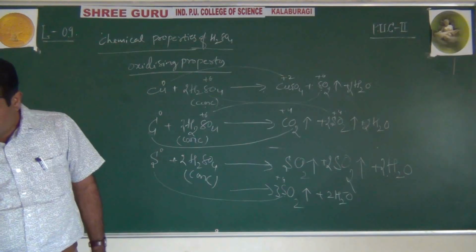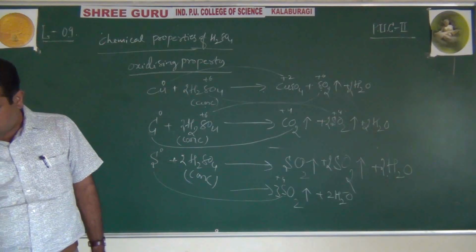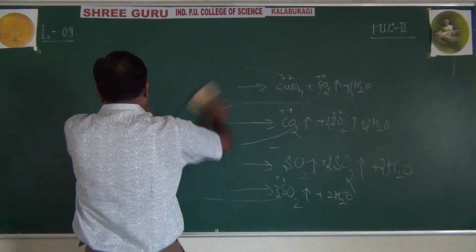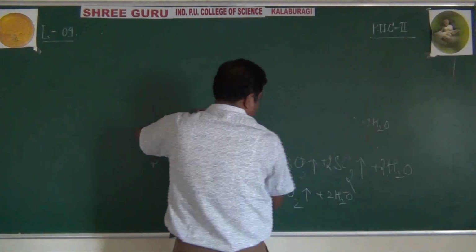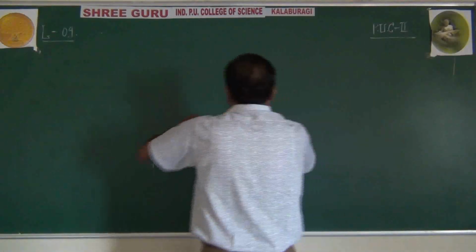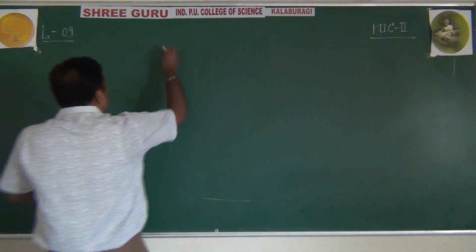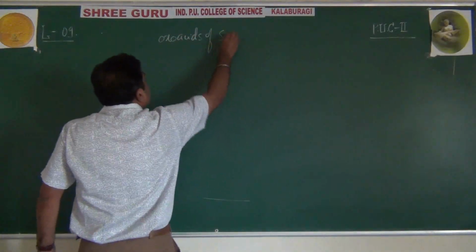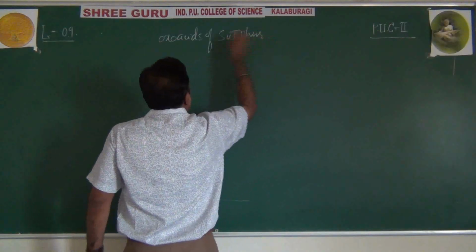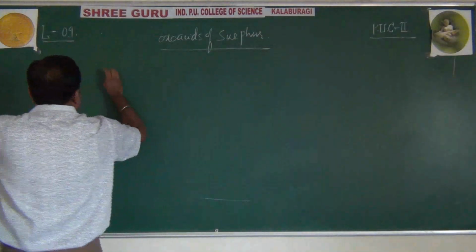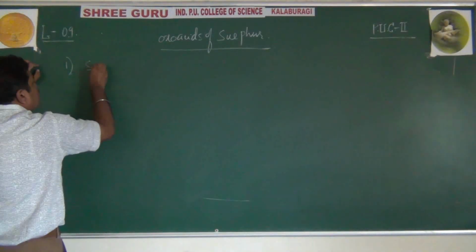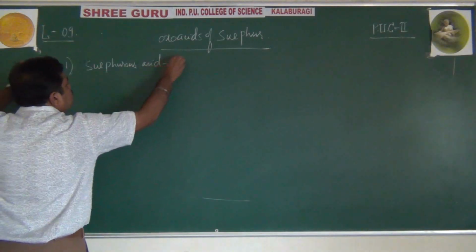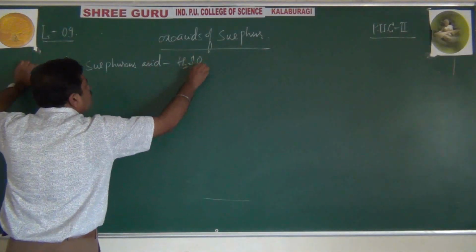Oxo acids. Okay, as you have studied the oxo acids of phosphorus, the same thing here. Oxo acids of sulfur. Okay guys, what are these oxo acids? First one, sulfurous acid, H2SO3.